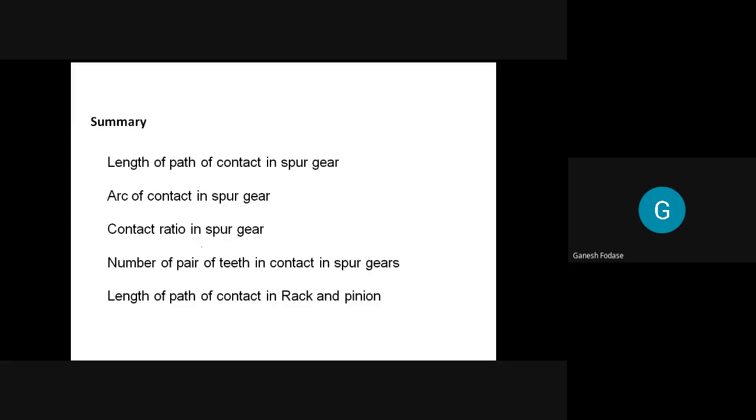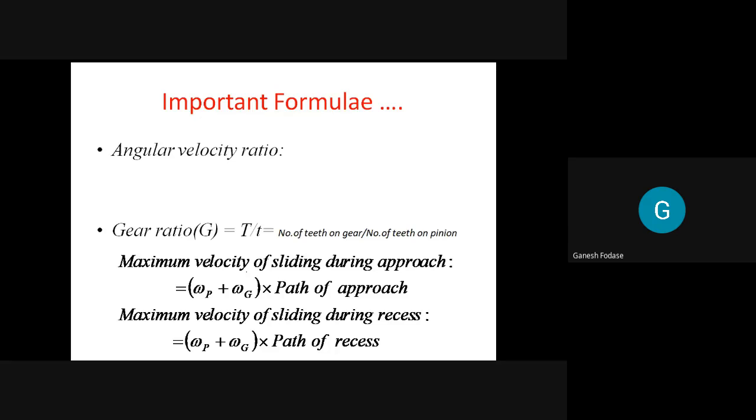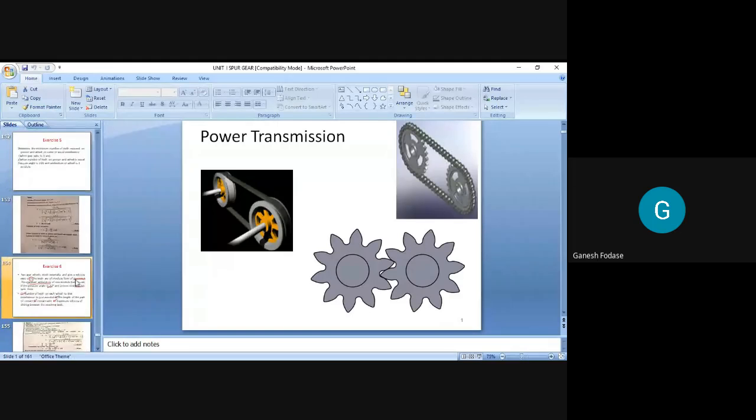So we discussed all these topics. We know the important formulas for spur gear, starting from module, circular pitch, then gear ratio. So we discussed the theory topics. Now, on to numericals.